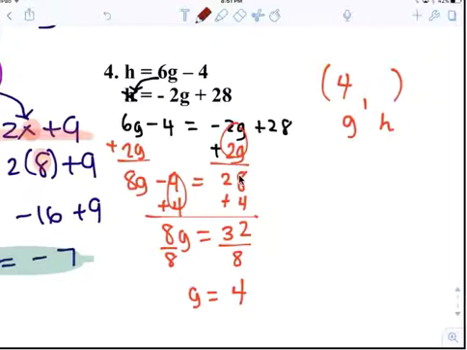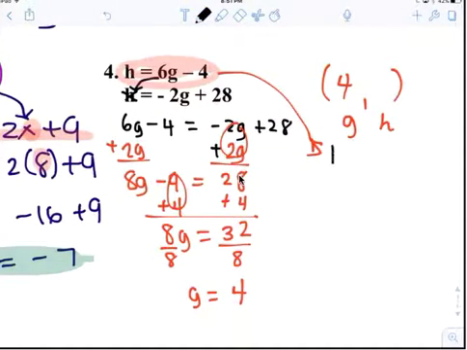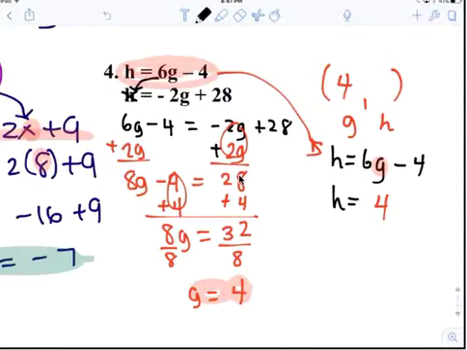We need to find H. Well, this looks easier than this one because that one has a negative there. So I'm going to take the top one, and I'm going to take that and go, okay, H equals 6G minus 4. Well, we know that G is 4 here, so where G is, you put 4 in. So that's 4 for G. So H equals 6 times that 4 minus 4.